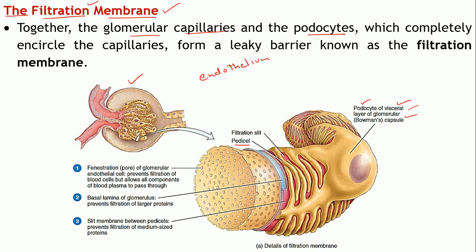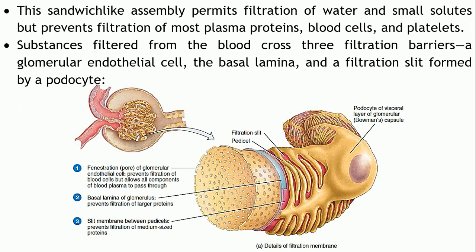So this leaky barrier, why is it called a leaky barrier? That's because any substance can move out of it very easily, excepting the large ones like your formed elements and the plasma proteins. So that's the composition of the filtration membrane. This arrangement allows the filtration of the water as well as the small solutes. But the plasma proteins, the blood cells and the platelets are not able to cross this membrane.